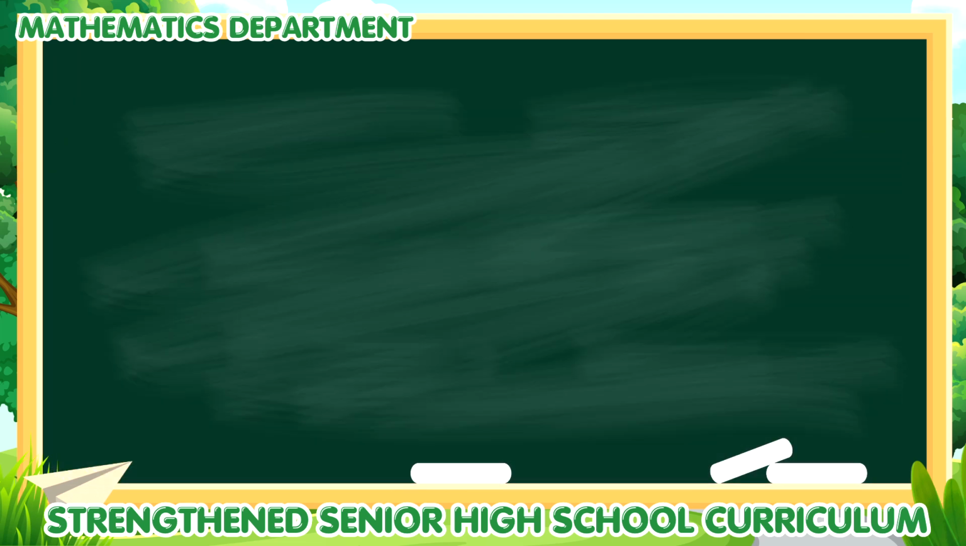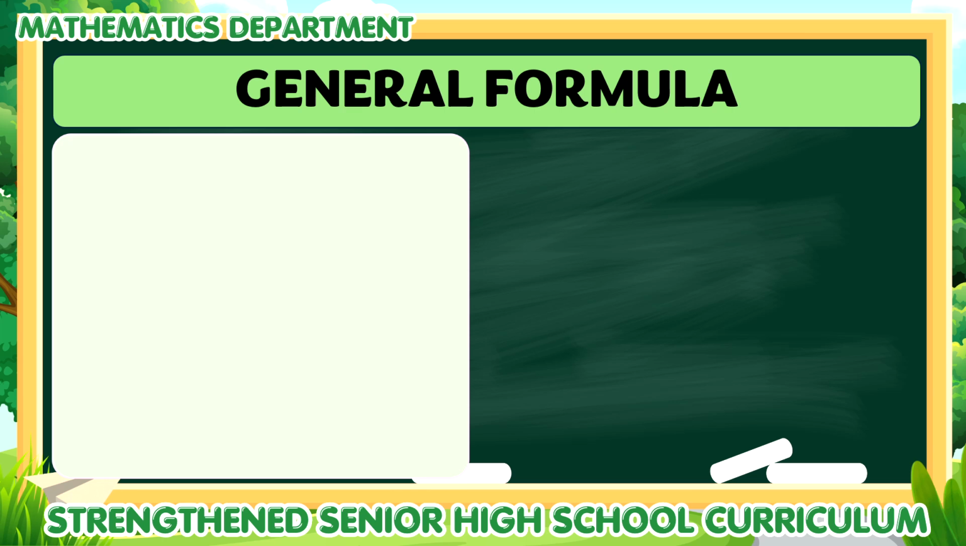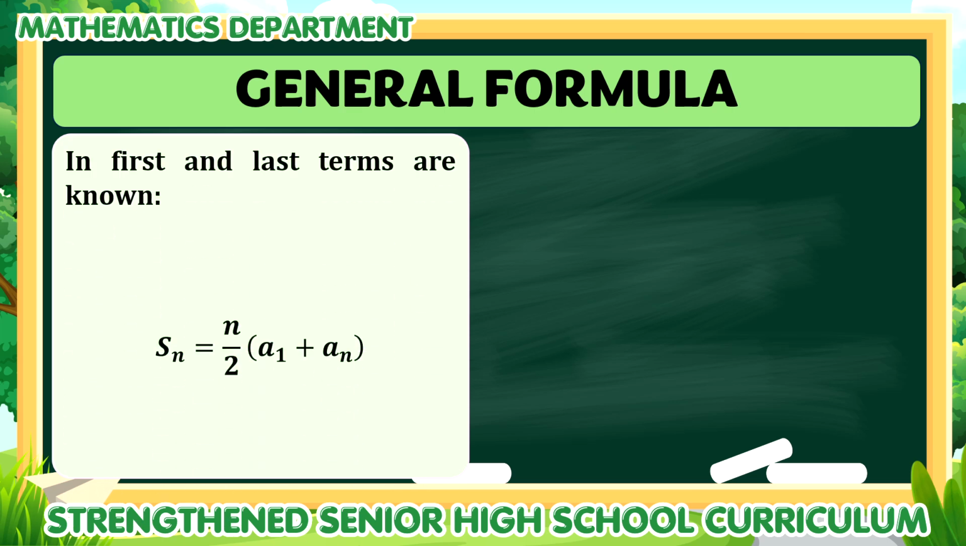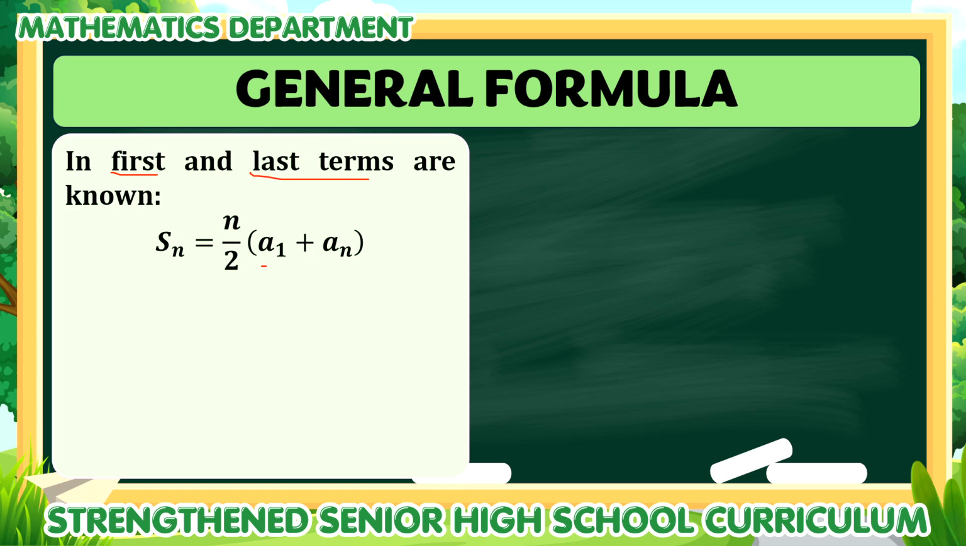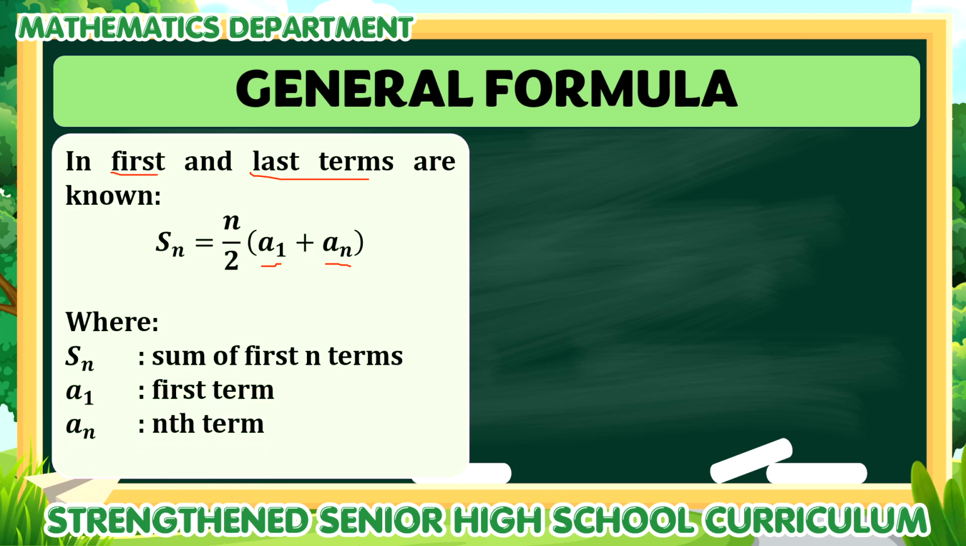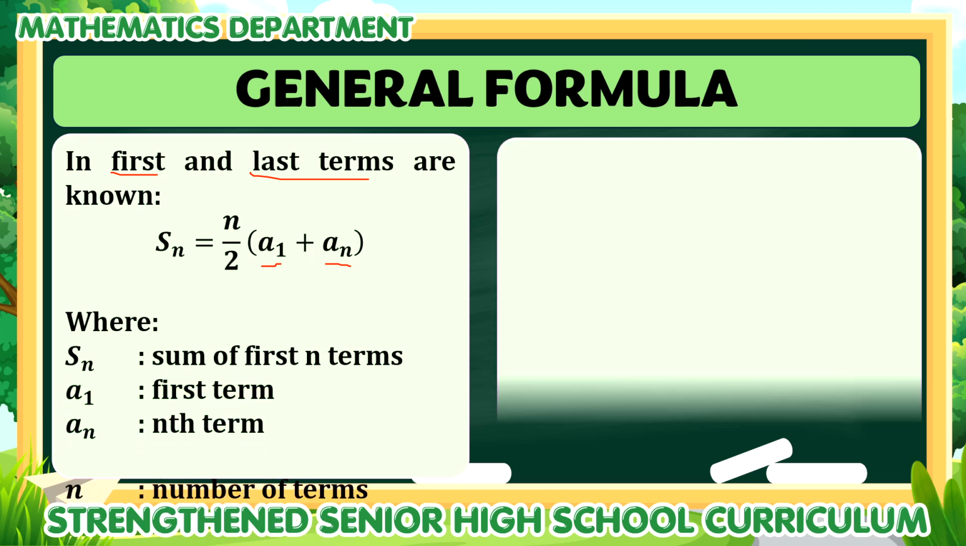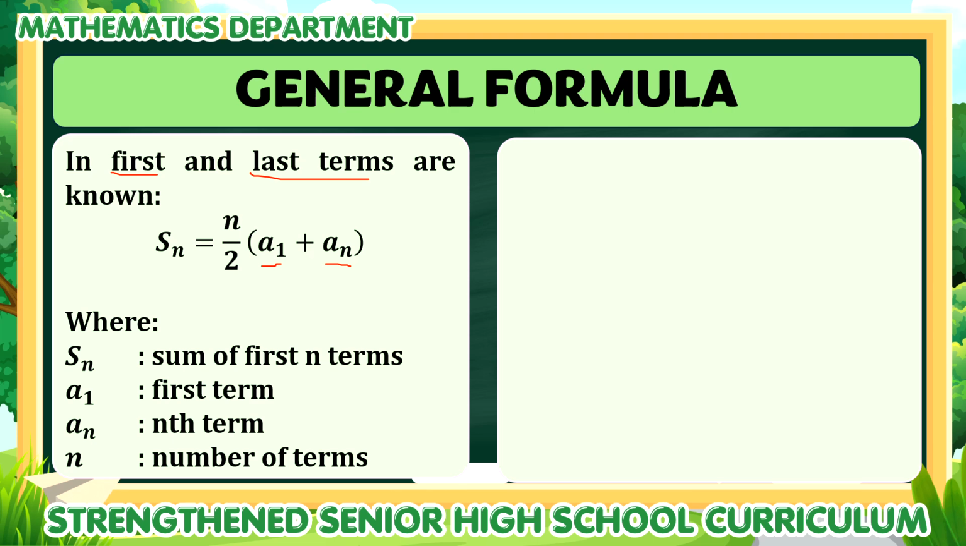From the two formulas given, the first formula, S sub n equals n over 2 times (a sub 1 plus a sub n), will be used if we are given our first and our last term. In this case, our first term is a sub 1 and our last term is a sub n. S sub n represents the sum of the first n terms, a sub 1 is our first term, a sub n is our nth term, and n represents the number of terms.